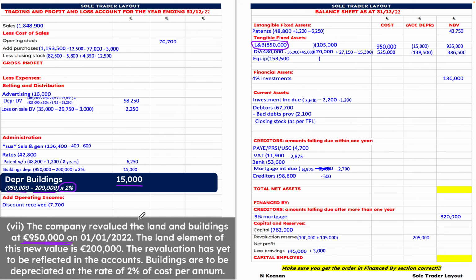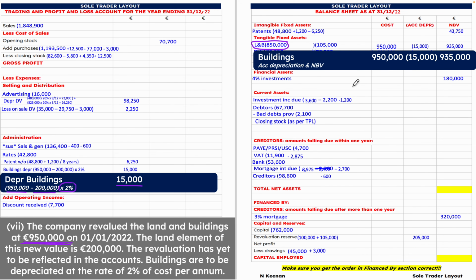Then what we're going to do is bring up our cost, which is 950. Because it was revalued at the start of the year, we've got the depreciation charge for the year here, 15,000. And then we're going to have 935,000 as the net book value. So 950 minus 15 is equal to 935.